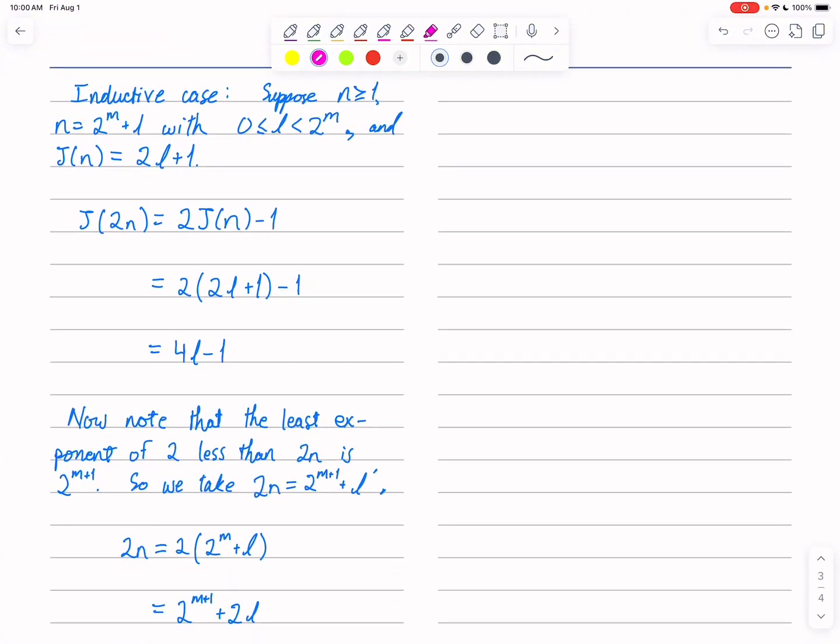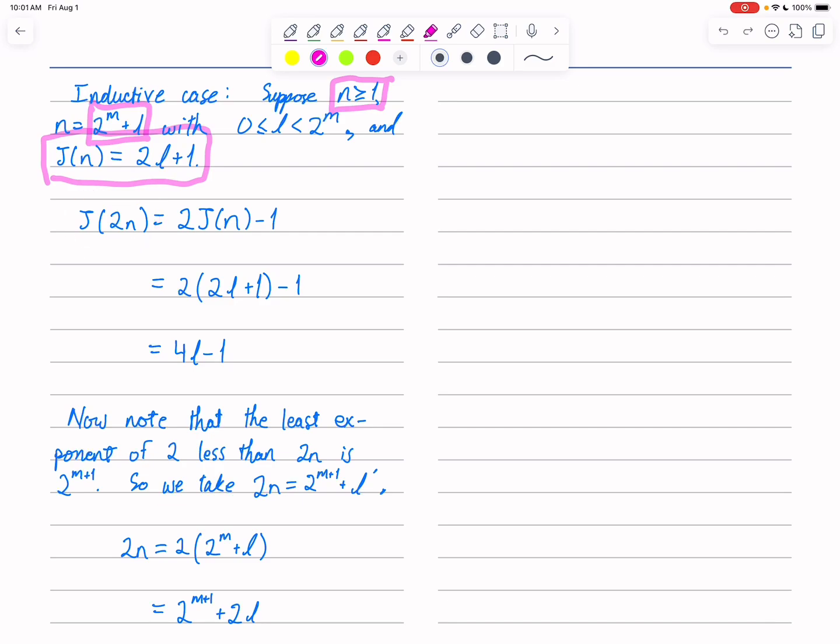Now let's move on to the inductive case. So we're going to suppose that n is something greater than or equal to 1. We'll assume that it has a decomposition into 2 to the m plus L here, as always, L taken from 0 inclusive to 2 to the m exclusive. And we will assume that the formula holds for n. We're then going to prove that it must also hold when applied to 2n.